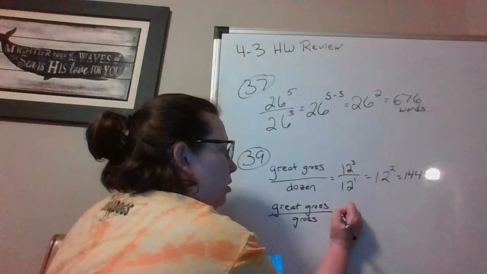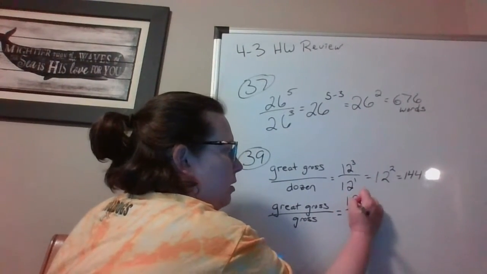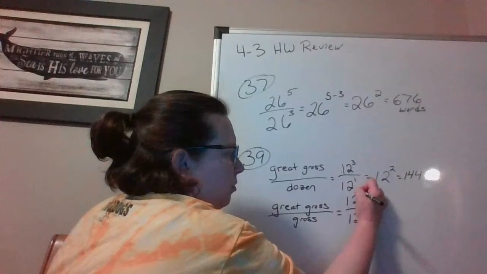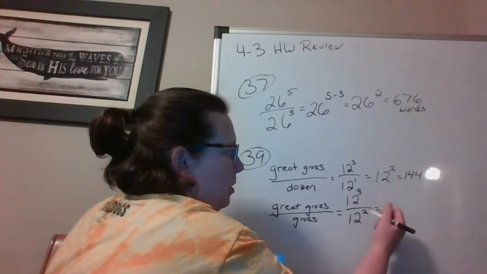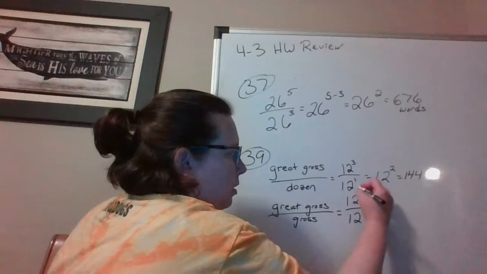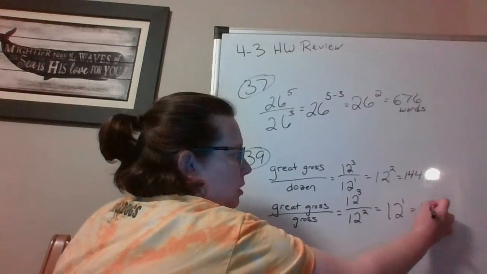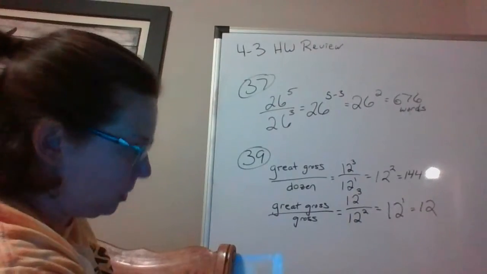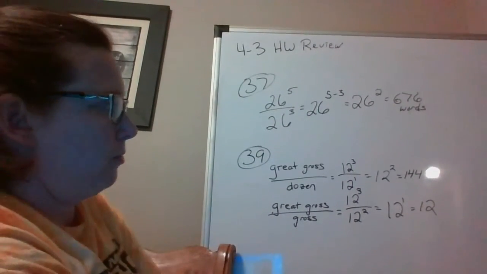For gross, it's 12 squared. Great gross again is 12 cubed. So we would take the top exponent minus the bottom exponent. 3 minus 2 is 1. So our standard form answer there would just be 12. There are 12 gross in a great gross.